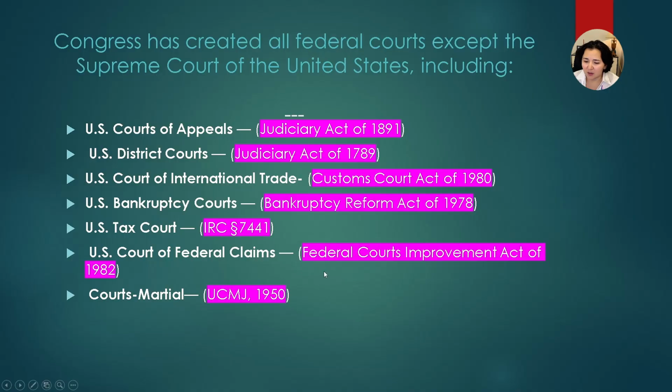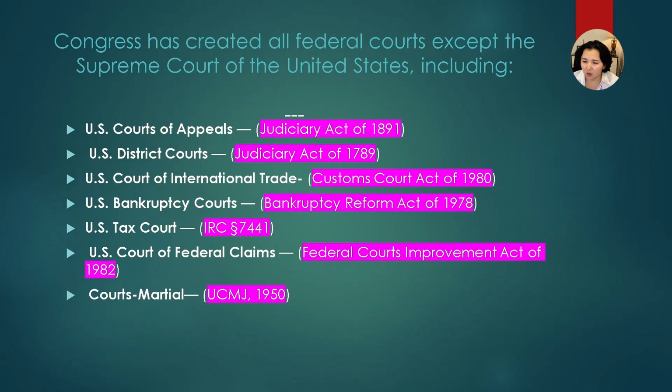Now, we will talk about the courts which Congress created. Congress has created all federal courts except the Supreme Court of the United States, which was established directly by the Constitution. These courts include U.S. District Courts, U.S. Courts of Appeals, the Court of International Trade, Bankruptcy Courts, Tax Court, the Court of Federal Claims, and Courts-Martial.